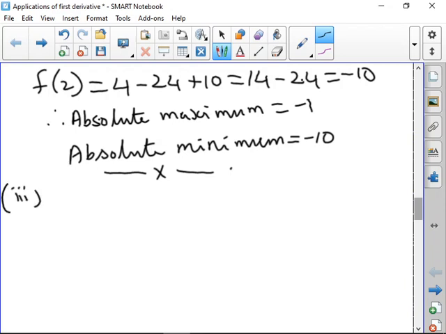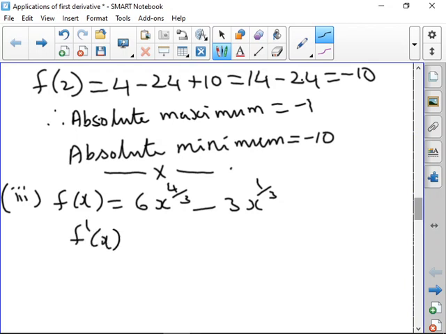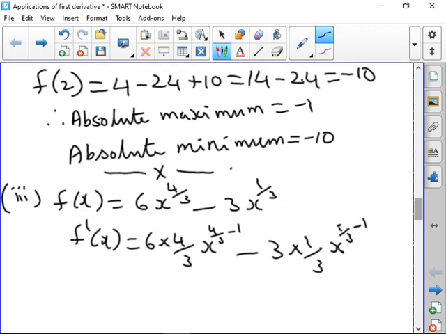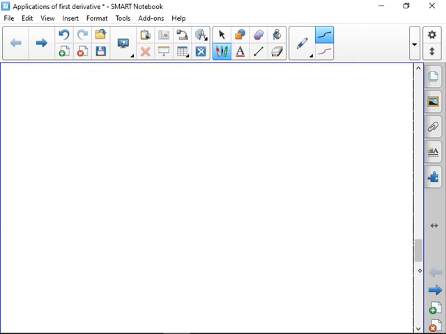Third one is f of x is equal to 6x power 4 by 3 minus 3x power 1 by 3. So we will find f dash of x first. So what is f dash of x? It is equal to 6 into 4 by 3 x power 4 by 3 minus 1 minus 3 into 1 by 3 x power 1 by 3 minus 1. Okay.